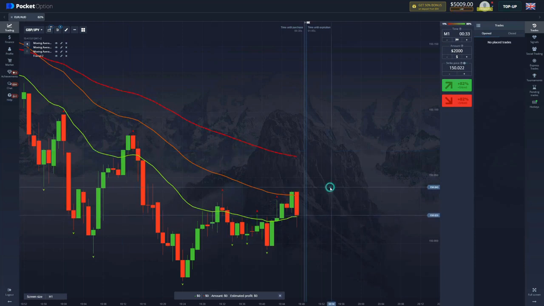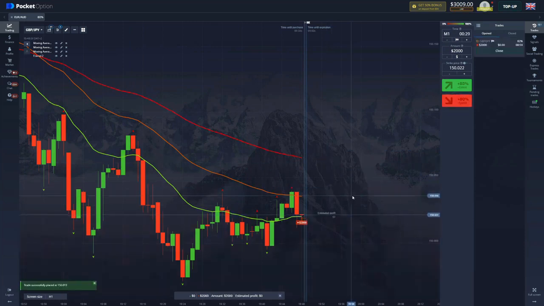I already know it's going to be a red fractal. So as soon as it appears, we're going short, and here it is. So let's go to the end of this option, guys, and see what it is. Even if we lose this, we still went from $50 to $3,000, which is absolutely amazing.